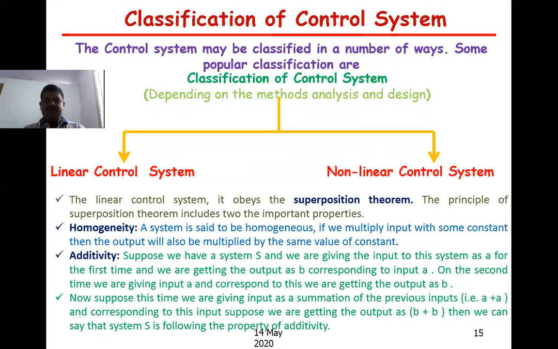Additivity means, if you take a system, the first time I give input A to the system and I get output B. After some time interval, I give the same input A to the system as a second input, and I get the same output B. And then on a third occasion, I give the previous two inputs together, A plus A, to the system. If I get the output B plus B, which I got previously, then the system S is additive.